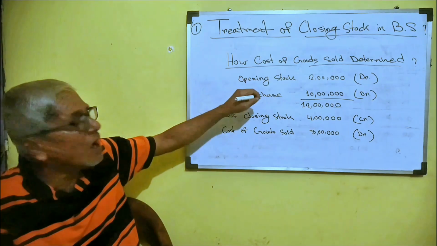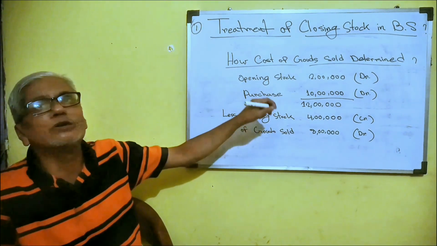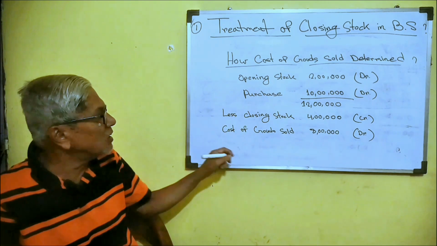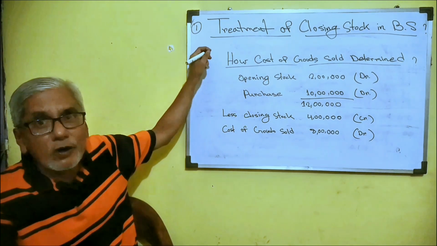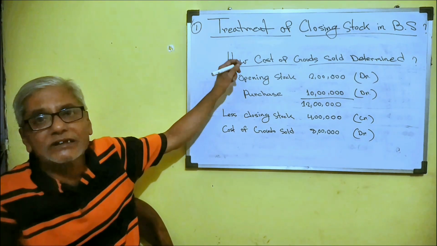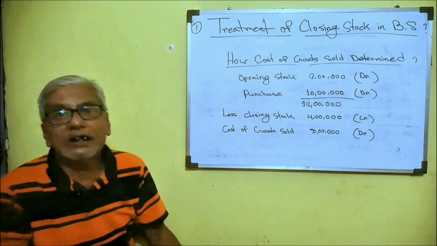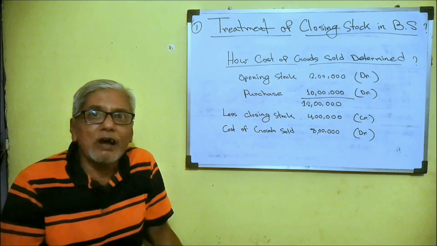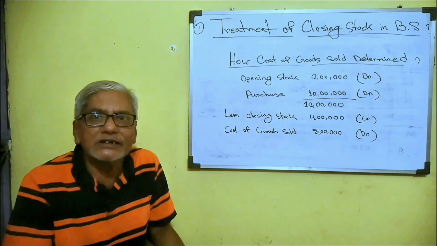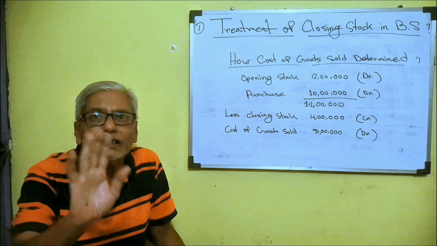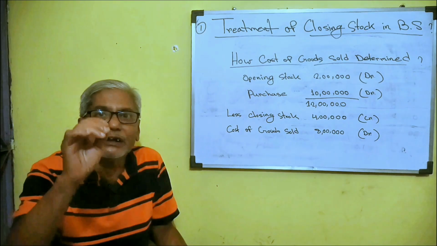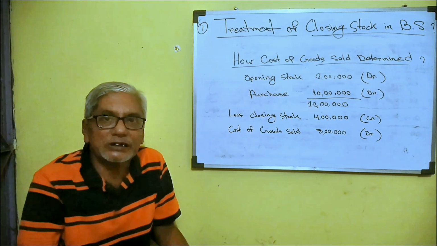This is the formula for determining the cost of goods sold: opening stock plus purchase debit, less closing stock credit. Only one figure, the cost of goods sold, will go to the profit and loss account. Cost of goods sold debit 8 lakhs, sales 9 lakhs credit. Now I have clarified, but this is the arithmetical answer. Accountancy will not believe that arithmetical answer. They believe only the debit and credit equation.